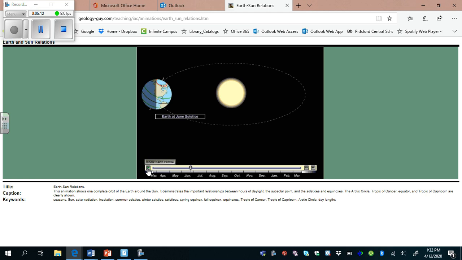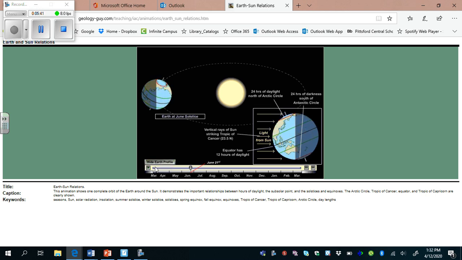Notice which hemisphere is tilted towards the sun. Notice that tilt of the Earth is by 23.5 degrees and that the Northern Hemisphere is tilted towards the sun. Well, what does that mean? It means the Northern Hemisphere is going to get stronger, more intense sunlight when we compare it to the Southern Hemisphere.